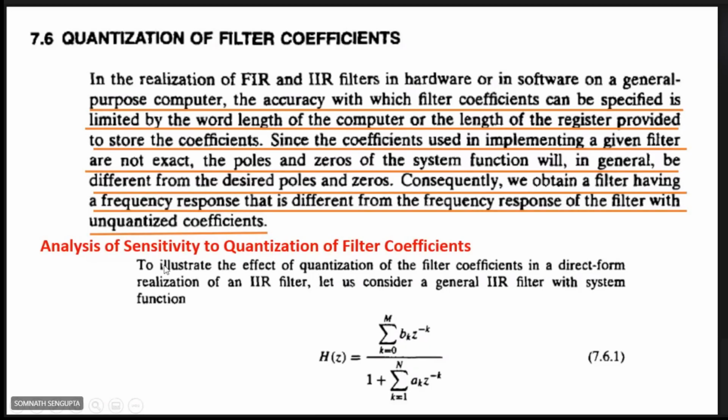So here the analysis is provided of what the response should be. Now to illustrate the effect of quantization of the filter coefficients in a direct form realization of an IIR filter, let us consider a general IIR filter with this system function. Today also we have seen these IIR filter coefficients. H(z) is the ratio of numerator and denominator polynomials.